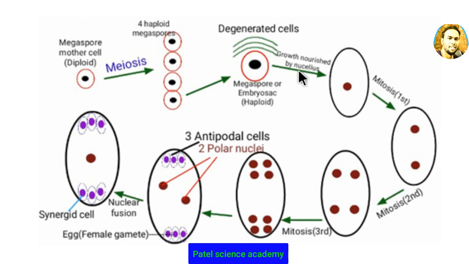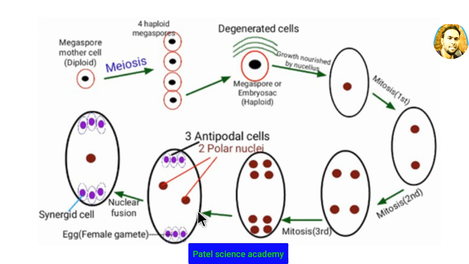This is again haploid. It goes for growth nourished by the nucellus, and it goes for 3 successive mitotic divisions. By the first mitotic division, it converts into 2 cell structure. By the second mitotic division, it converts into 4 cell structure. By the third mitotic division, it converts into 8 cell structure.